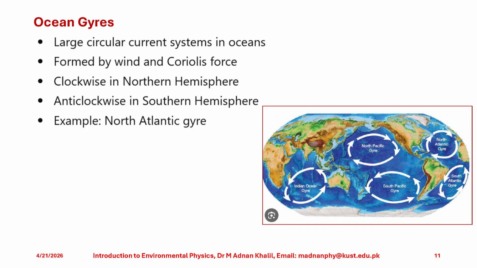From the figure, you can see large circular patterns in the oceans. These are called gyres. They form due to the combined effects of wind, Coriolis force, and continental boundaries. In the northern hemisphere, the rotation is clockwise. In the southern hemisphere, it is anti-clockwise. These gyres organize ocean circulation into large, stable systems.